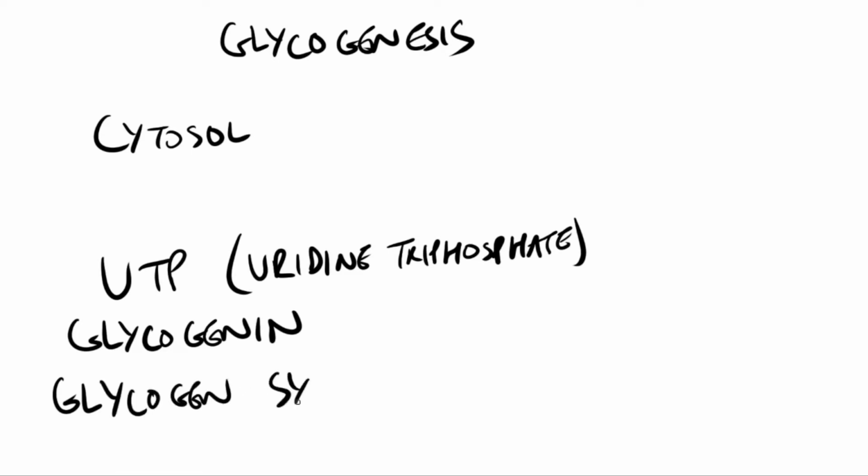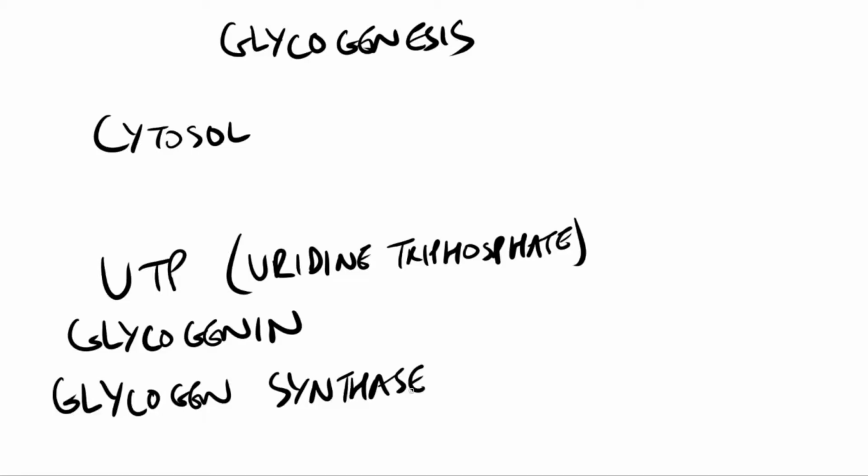glycogen synthase. Now, glycogen synthase is responsible for making the alpha 1,4 linkages in glycogen, the straight horizontal branches. It only elongates the already existing chains of glucose. The branches are made by the action of another enzyme known as the branching enzyme, which functions as a 4,6 transferase.